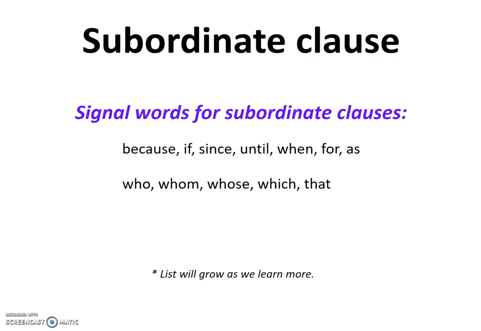When you have a subordinate clause, there will be signal words in the sentence. Some signal words for subordinate clauses are because, if, since, until, when, for, as. Additional signal words are who, whom, whose, which, that. As we continue to learn more about clauses and subordinate clauses, this list will grow.